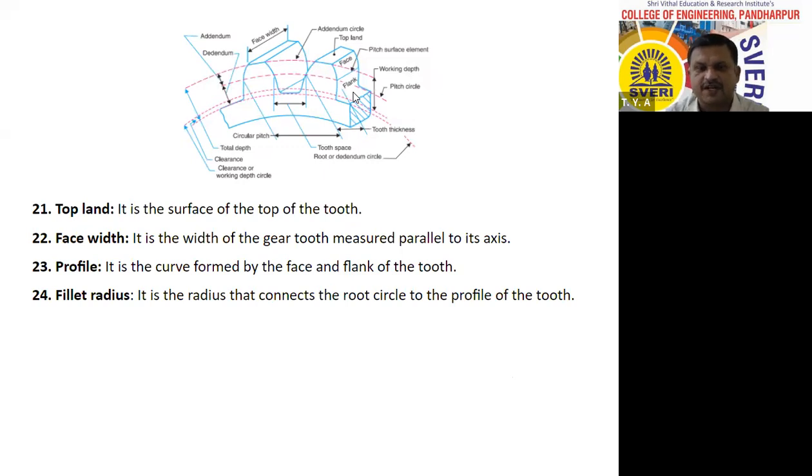Then next is topland. It is the surface of the top of the tooth. See that this is topland. Bottomland is the surface at the bottom of the tooth. Whatever surface is there at the bottom, this is known as bottomland. Next is face width. It is the width of the gear tooth measured parallel to its axis. See that, face width is the width of the gear tooth measured parallel to its axis.